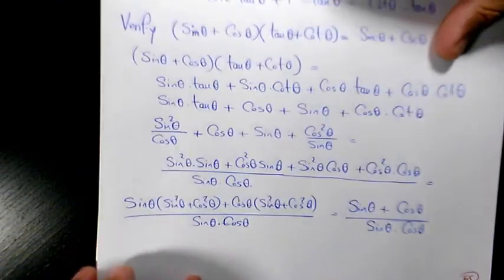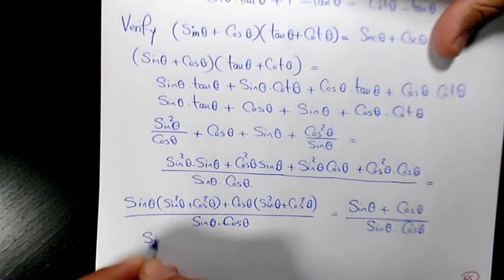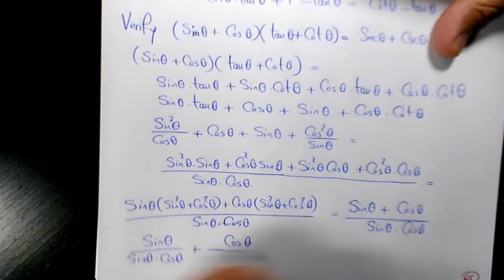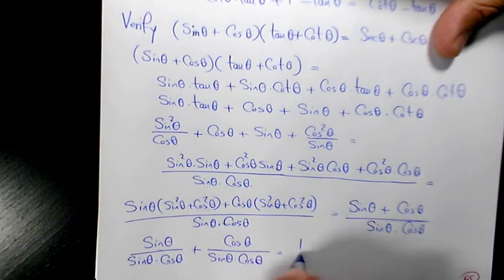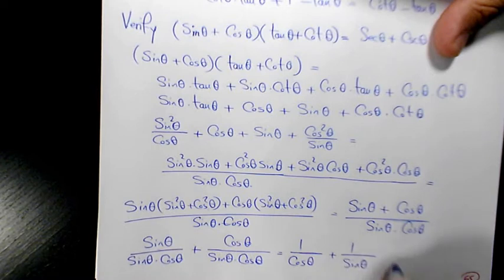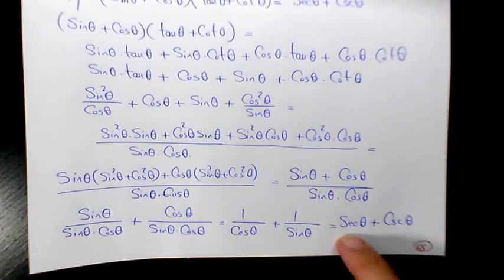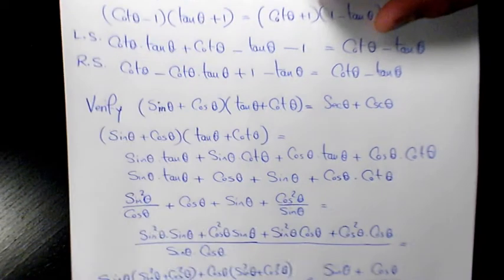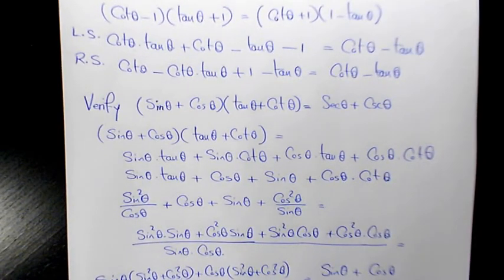Then we can say sine theta over sine theta cosine theta plus cosine theta over sine theta cosine theta. So it's going to be 1 over cosine, 1 over sine theta is going to be secant theta plus cosecant theta. So that's going to be the final answer on the right hand side. So that one is verified as well.